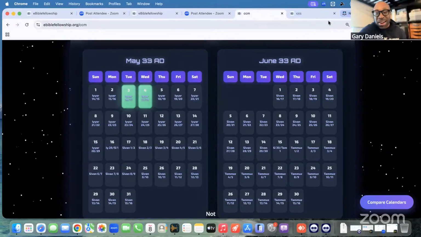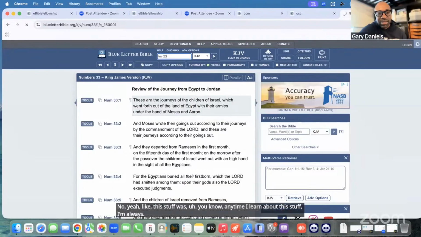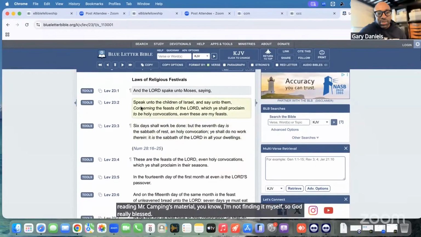We're never going to see it. Anytime I learn about this stuff, I'm always reading Mr. Camping's material. I'm not finding it myself. So God really blessed him with this understanding.